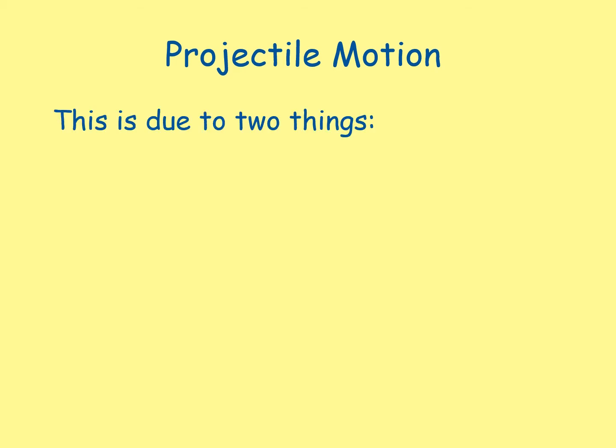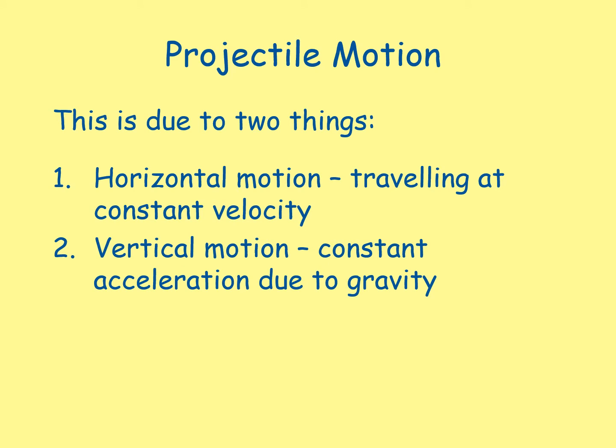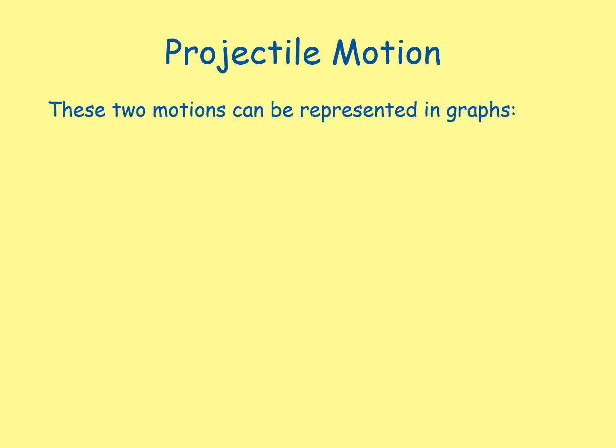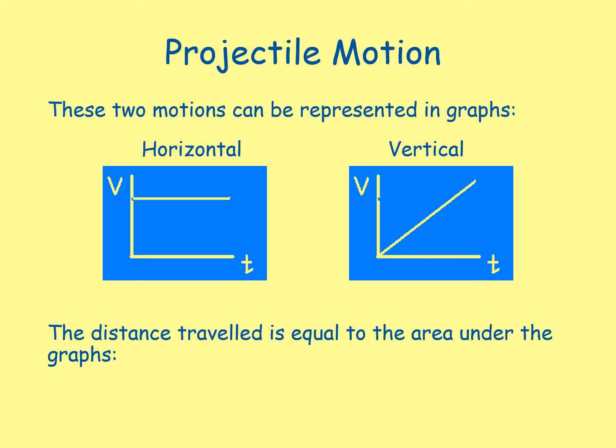This curved path is due to two things. 1. The horizontal motion, it's travelling at a constant velocity, and 2. The vertical motion, there's a constant acceleration due to gravity. These two motions can be represented in graphs. Here's the horizontal, and here is the vertical. The distance travelled is equal to the area under the graphs. So for horizontal, it's the base times the height, and for vertical, it's half base times height.